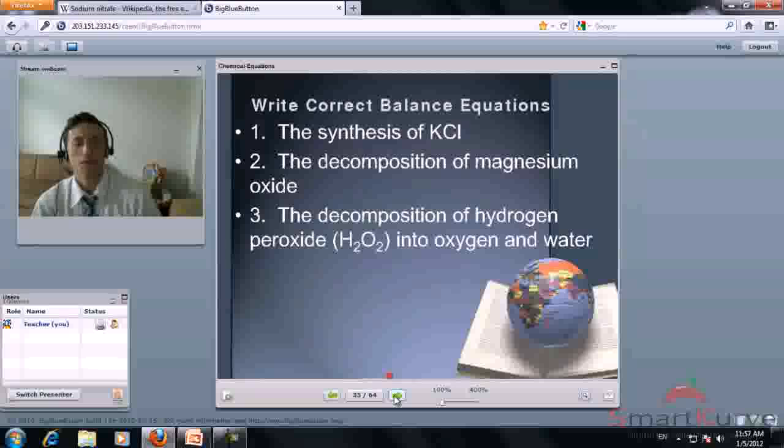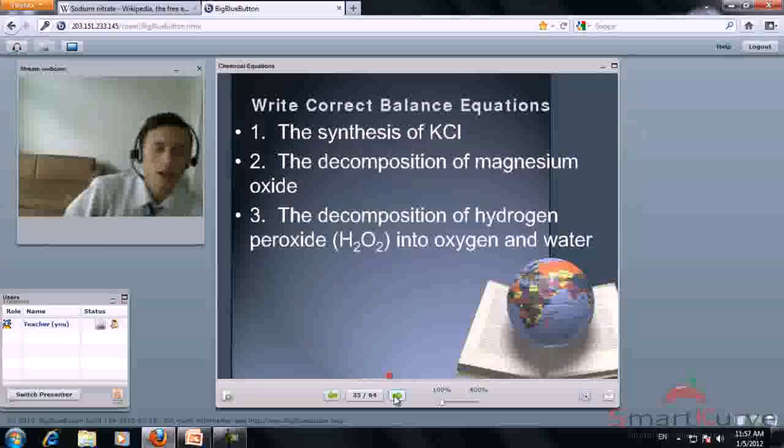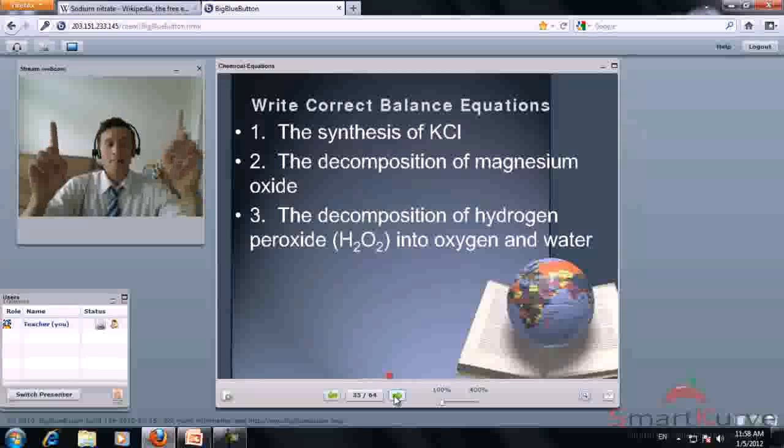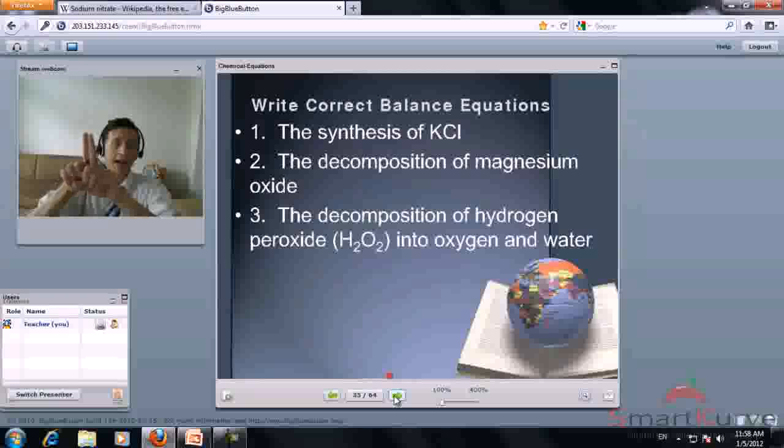Alright, so a few practice problems for you there. Write a correct balanced equation for the synthesis of KCl, that's potassium chloride. Let's do that together. Synthesis, remember that's A plus X yields AX. So in this case, that's going to be potassium plus chlorine yields potassium chloride.